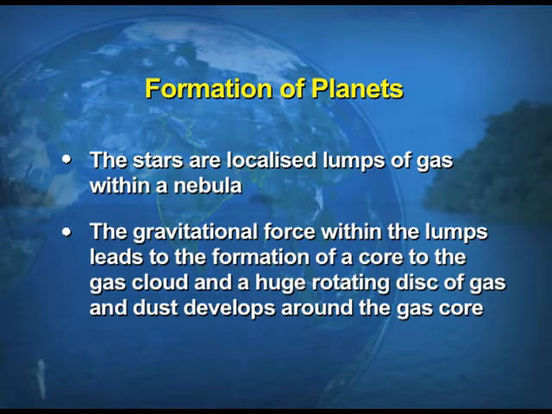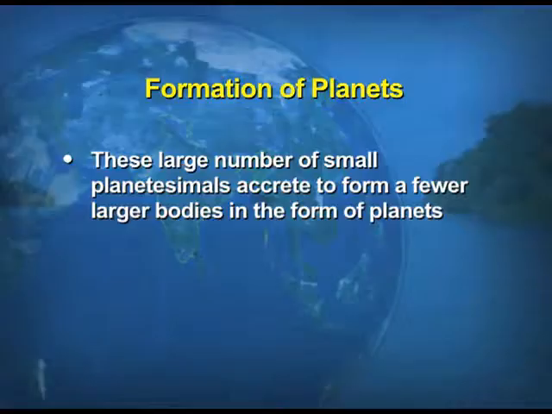In the next stage, the gas cloud starts getting condensed and the matter around the core develops into small rounded objects. These small rounded objects, by the process of cohesion, develop into what are called planetesimals. Larger bodies start forming by collision, and gravitational attraction causes the materials to stick together. In the final stage, a large number of small planetesimals accrete to form a few larger bodies in the form of planets.